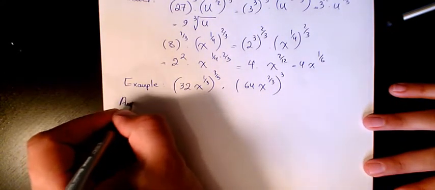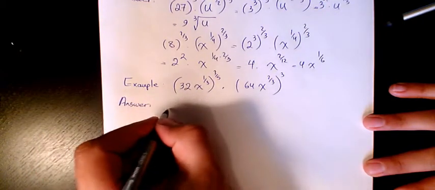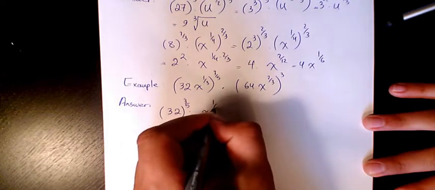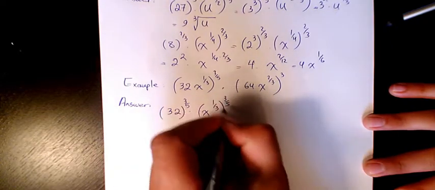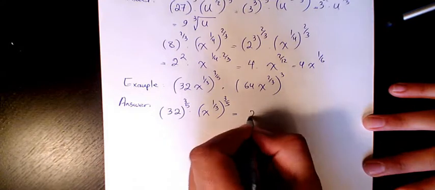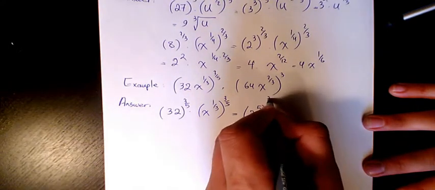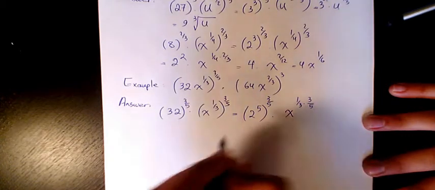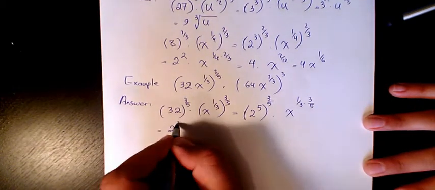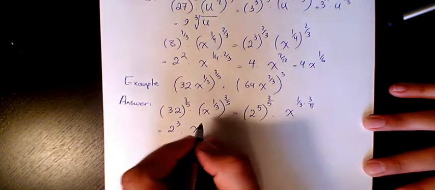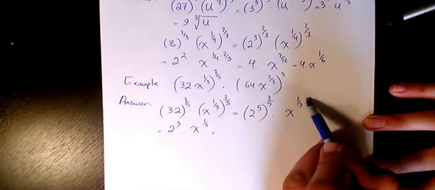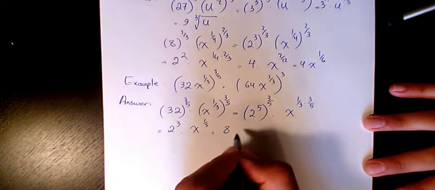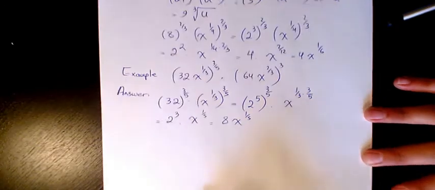Answer is 32 to the power of 3 over 5 times x to the power of 1 over 3 to the power of 3 over 5. 32 is 2 to the power of 5 to the power of 3 over 5, x to the power of 1 over 3 times 3 over 5. That makes it 2 to the power of 3 times x to the power of 1 over 5, because 1 over 3 times 3 over 5 is going to be 1 over 5. 2 to the power of 3 is 8, x to the power of 1 over 5.